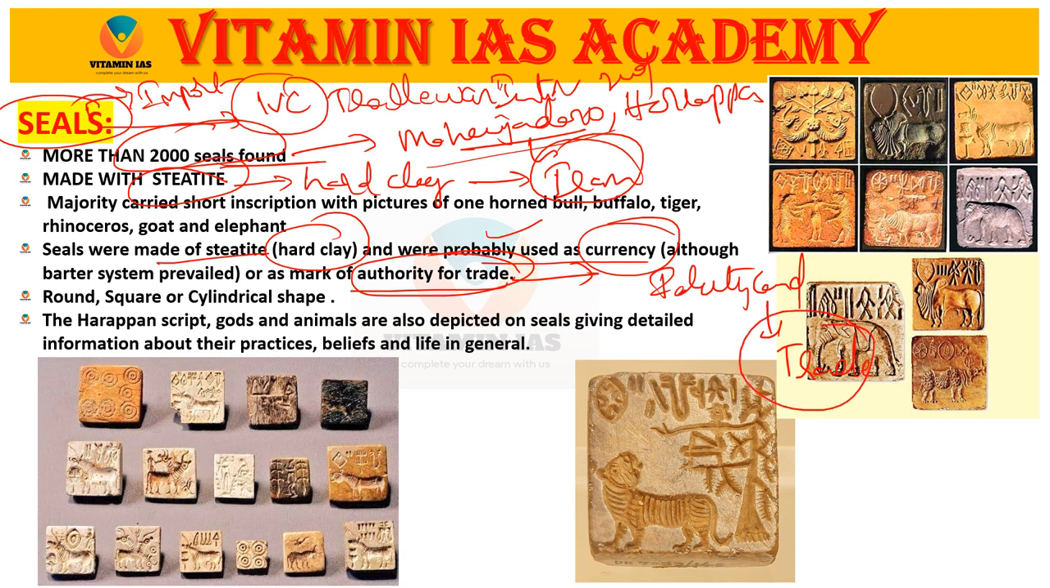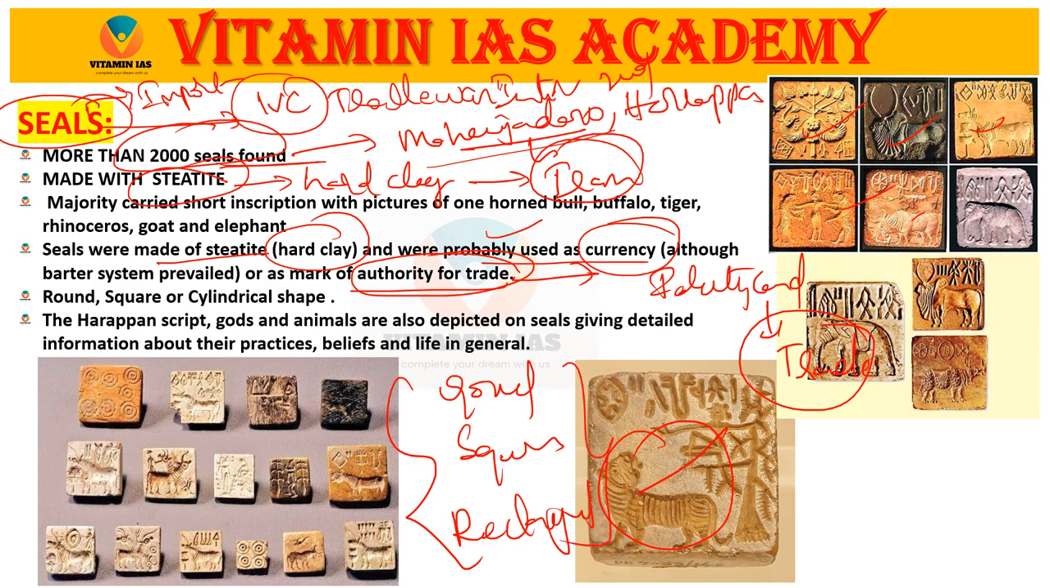We can see so many seals here. A tiger seal is also there. The seals have many shapes: round, square, and rectangular shapes were found. The Harappan script, gods and animals depicted on the seals give detailed information about the practices, beliefs and life in general. You can see animal pictures here, such as an elephant, on the seals.